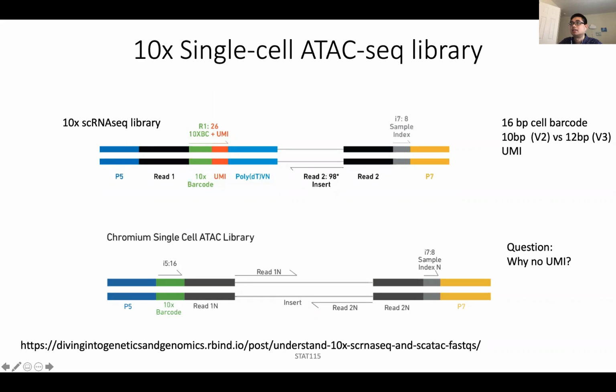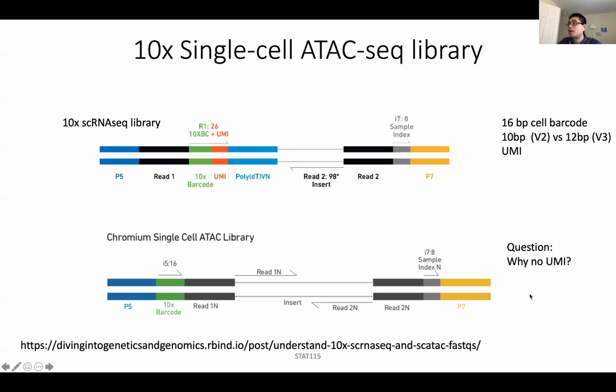And the R2 read contains the genomic information. And if you compare to the single-cell ATAC-seq library, the R1 read will contain the 16 base pair cell barcode, plus some genomic information, and also the reverse strand, which is the R2 read, which also contains the genomic information. So single-cell ATAC-seq is real paired-end, but for single-cell RNA-seq you actually only get a single end, because the forward read doesn't contain any genomic information.